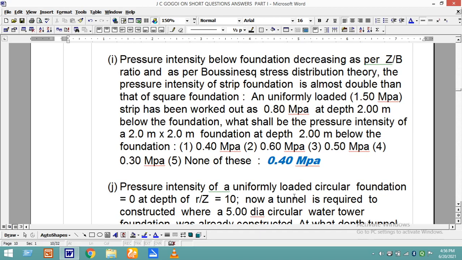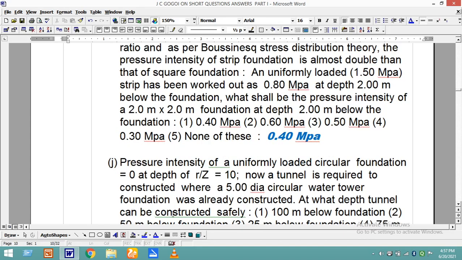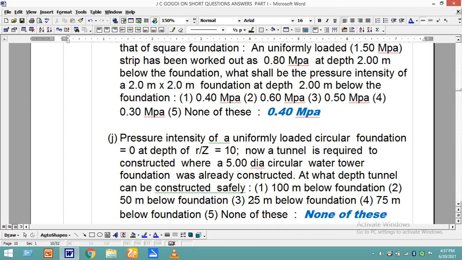Pressure intensity of a uniformly loaded circular foundation at zero depth of R by Z equal to 10. Now a tunnel is required to be constructed where a 5-meter dia circular water tower foundation was already constructed. At what depth can the tunnel be constructed safely? 100 meter below, 50 meter below, 25 meter below, 75 meter below, none of this. You see, in this entire question, no output was given except some sizes. So the correct answer shall be none of these.